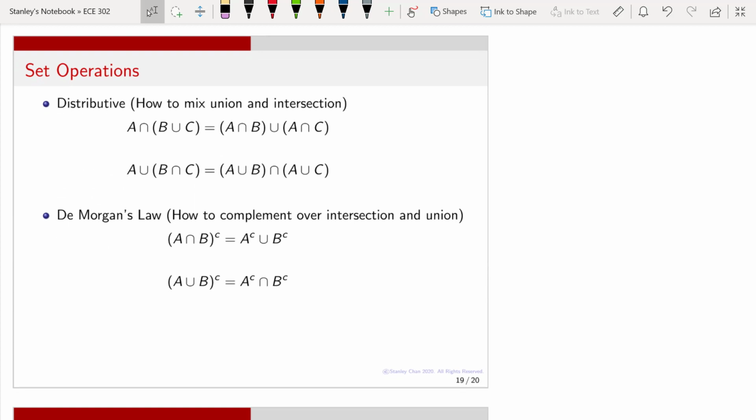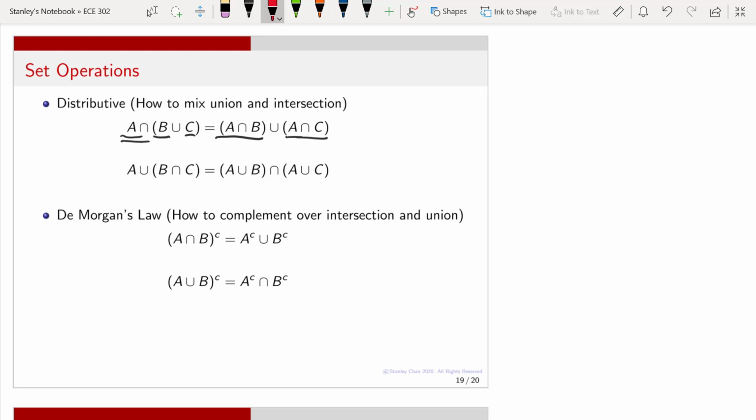The third operation is called the distributive property. When you take A intersect (B union C), you can distribute the operations into two. You have A intersect B, and then you have union, and then A intersect C. And you take the union afterwards. Same for the case when you take the union outside and the intersection inside. So that's called the distributive property.